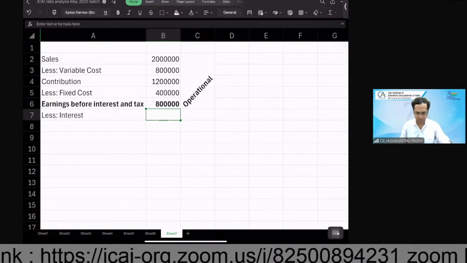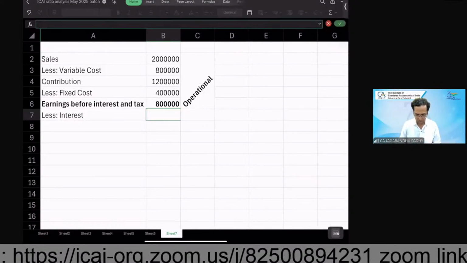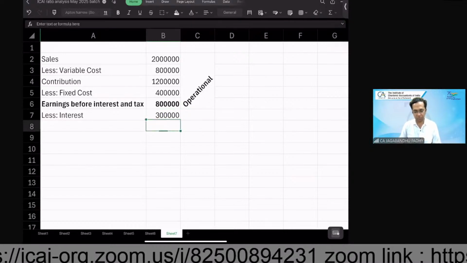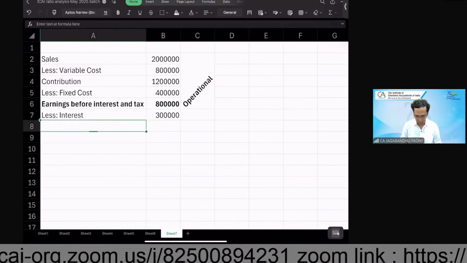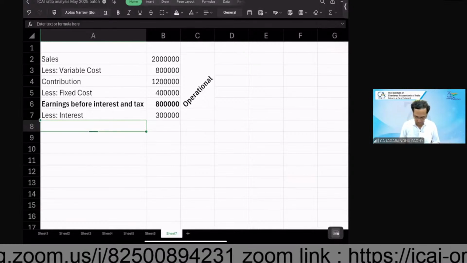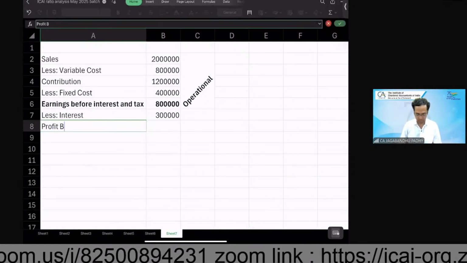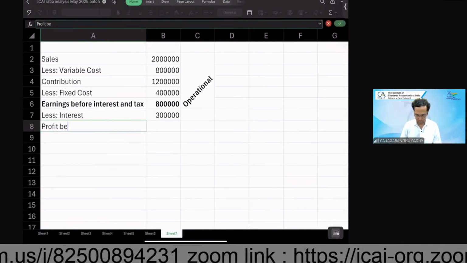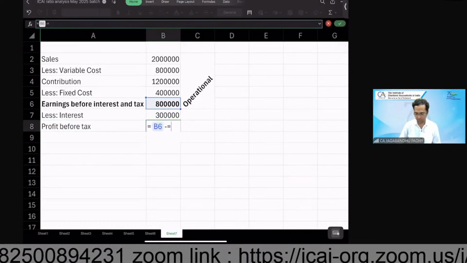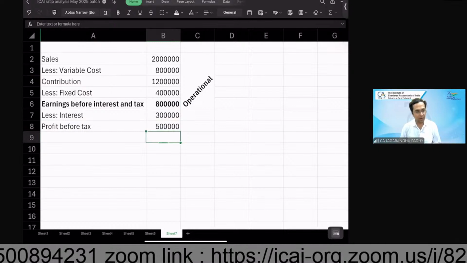So the interest is, let's say we have borrowed some money and on that we are paying an interest of suppose 3 lakh. So after subtraction of interest or finance cost, we get profit before tax. So profit before tax is 5 lakh.